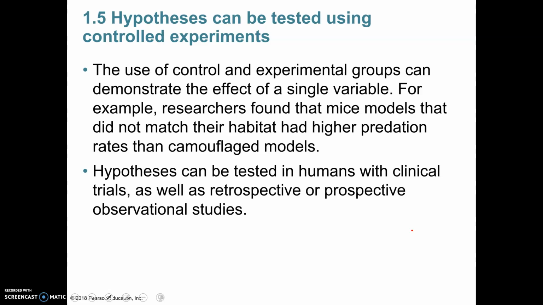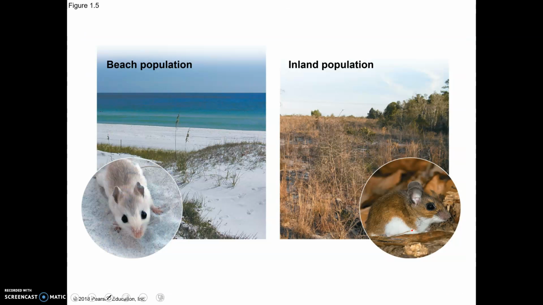In this example, researchers found that mice models that did not match their habitat had higher predation rates than camouflaged models. And then they explained that human hypotheses, we can test like drugs, for example, with clinical trials and observations. This is the mouse experiment.